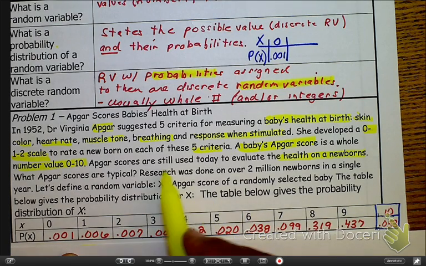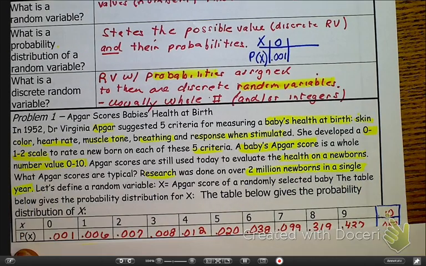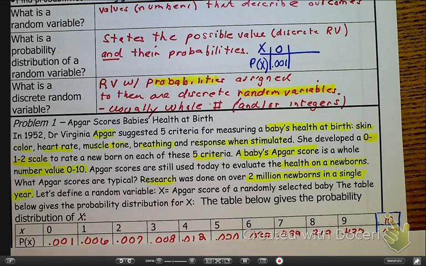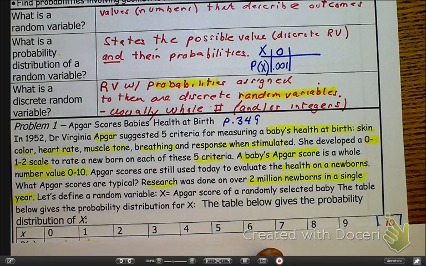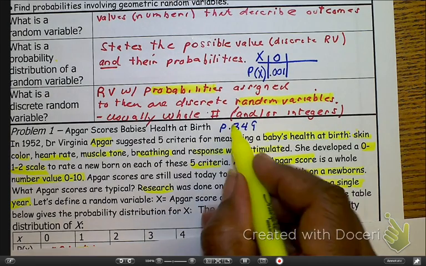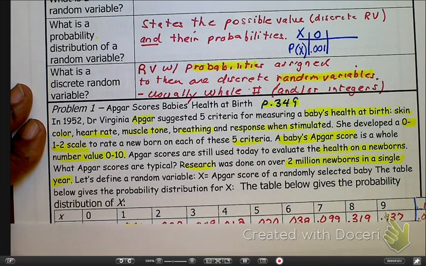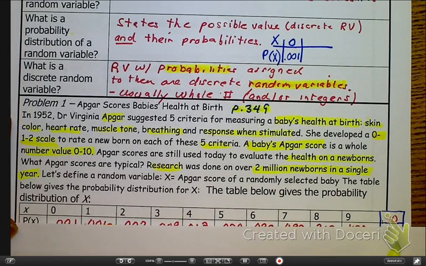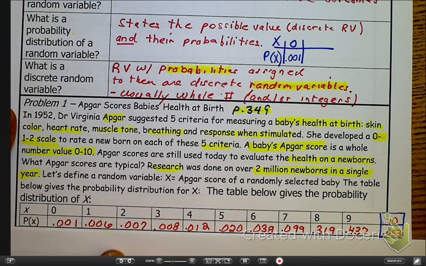Okay, so the research was done here for 2 million newborns in a single year. Now, before I continue, I took this straight out of the 5th edition textbook, for those of you who have it, from page 349. And normally I don't take problems straight out of the book, I mean examples that are done. But I'll be honest, even though I'm a statistics teacher and I've obviously given birth, I've had 2 kids, I never really thought of an Apgar scale as a discrete random variable. So I'm like, this is perfect because this is applicable to everyone. Okay, so you have your chart written down.